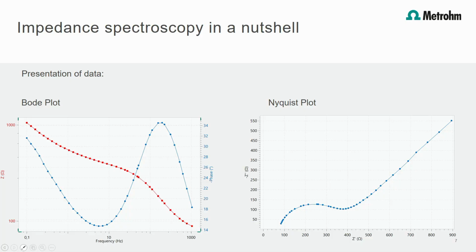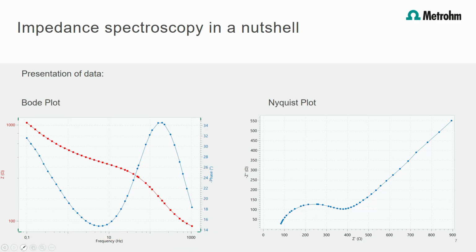I already mentioned that for each applied frequency, the impedance value is calculated. The data points can be plotted in different ways, and the most commonly used plots are the Bode and the Nyquist plot. In the Bode plot, the magnitude of the impedance Z and the phase angle, which means the phase shift between the current and the voltage signal, are plotted versus frequency.